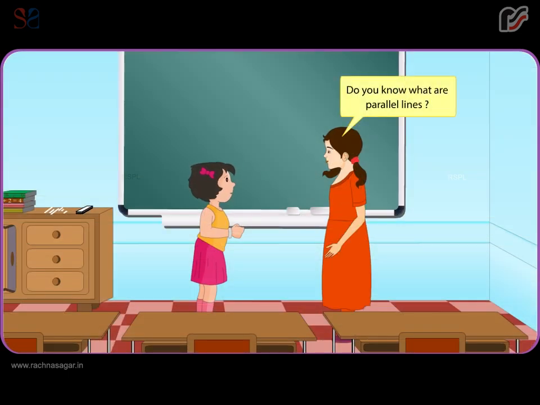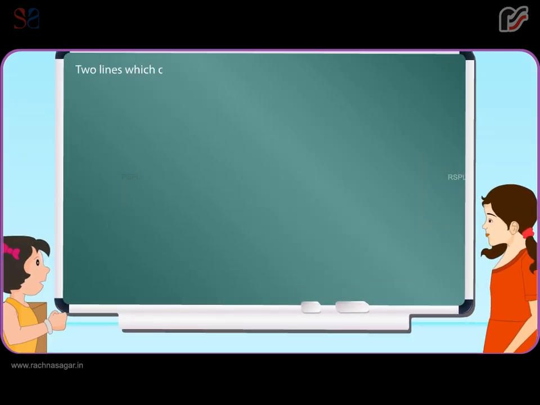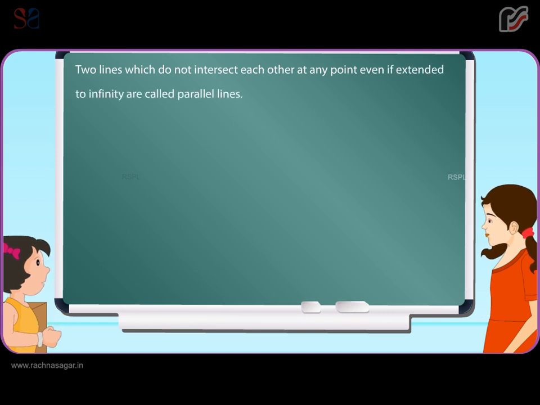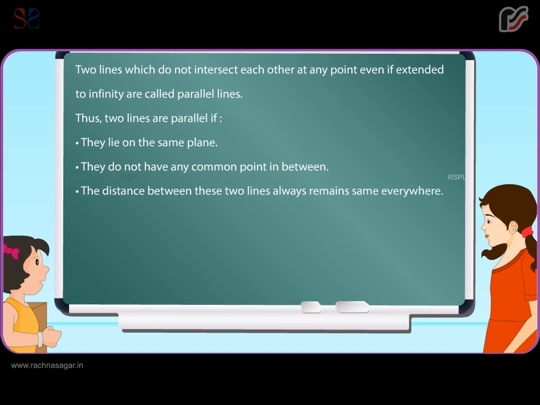Parallel lines. Do you know what are parallel lines? Yes, I know that. Would you like me to explain? Yeah, sure. So, here we go. Two lines which do not intersect each other at any point, even if extended to infinity, are called parallel lines. Thus, two lines are parallel if they lie on the same plane. They do not have any common point in between. The distance between these two lines always remains the same everywhere.